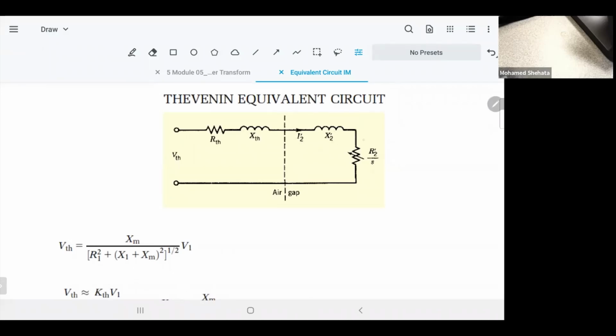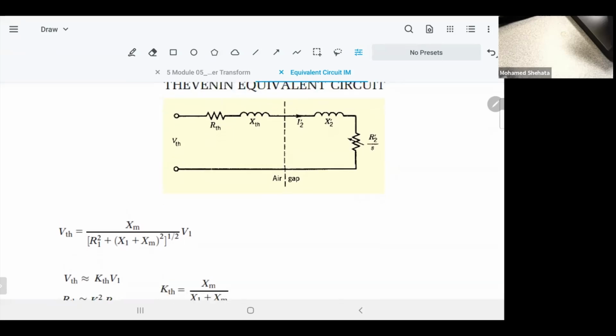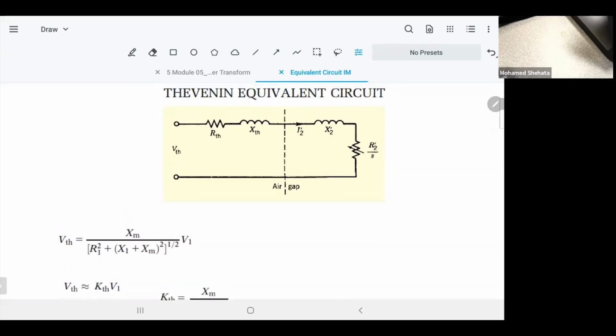And the same thing with respect to the rotor side, no effect. I found the equivalent Thevenin only for the part that they are fighting over. And the rotor, everybody agrees about. So that's the circuit, and it's very simple to find the equivalent.